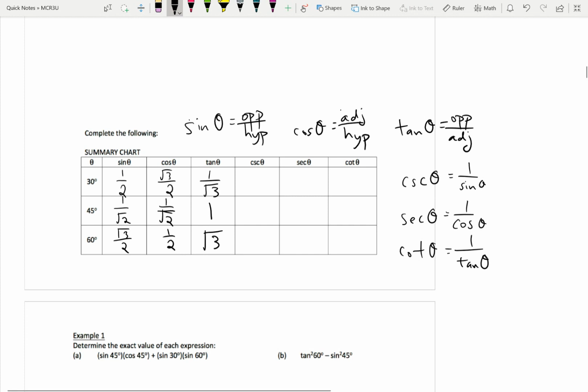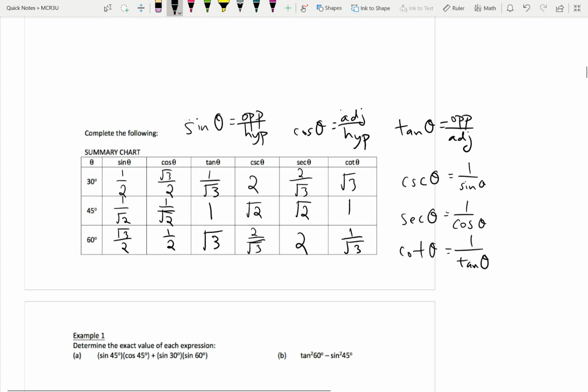So if I put, let's say, 1 over 2 underneath the 1, so 1 over a half, that will give me 2. So all I'm really doing is reciprocating its corresponding ratio. I'm looking at the sine and I'm reciprocating it. For the secant, I'm looking at my cos column and reciprocating that. And for my cotangent, I'm looking at my tan ratio and reciprocating those. Okay, so that's how you fill out this chart.